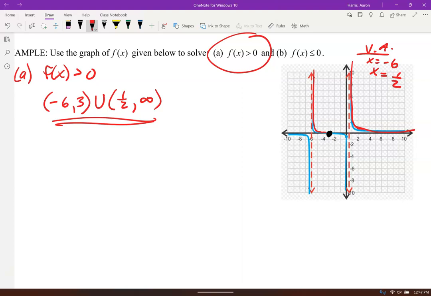Is it 3 or negative 3? Yeah, thank you. That is negative 3. Sorry about that. That's a negative 3 right there that hits it.